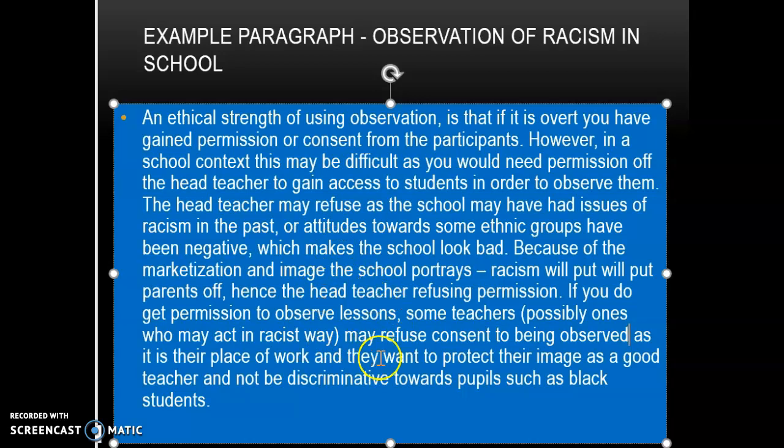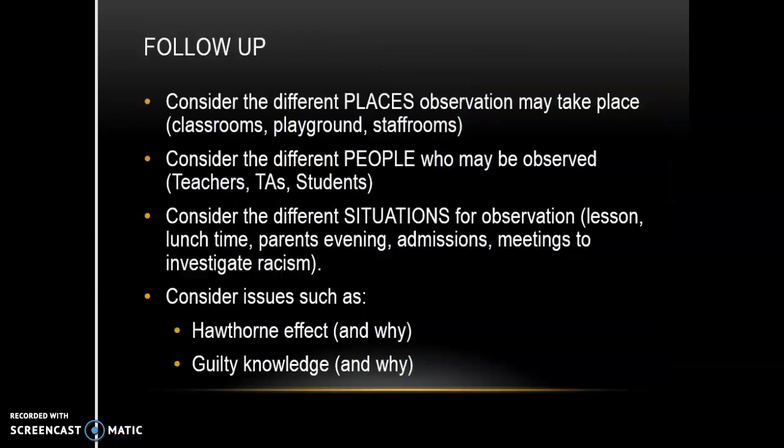Okay, to secure it as a band 5 answer, you would have to be really explicit about the impact of observation rather than it being research in general. So as a follow-up, consider the different places observation might take place. For example, classrooms, playgrounds, staff rooms, and remember, some places might be off limits, and the different people who might be observed as well. So you could observe racism within teachers, TAs, also students as well. They might be racist towards each other, for example.